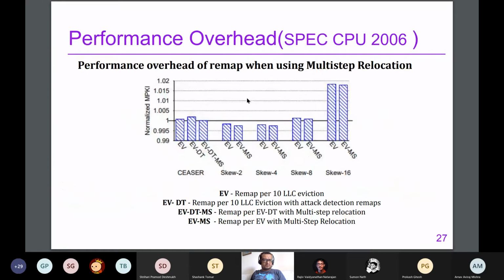This is the performance overhead of the multi-step relocation we discussed, when implemented with the eviction system and eviction with detection also. As we can see, the overhead is not very much by normal standards, and it introduced negligible performance overhead in the systems, except in the SKU16 scenario.